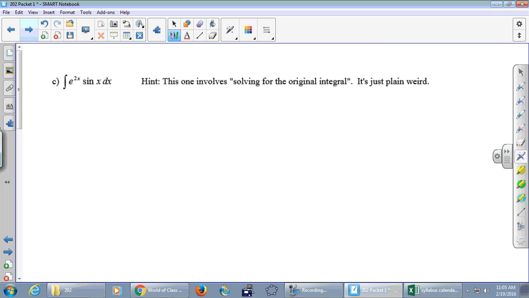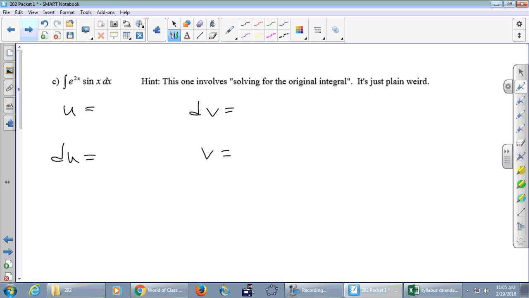So on the next page, we see the integral of e to the 2x sine of x dx. All right, so it says here in the hint, this one involves something called solving for the original integral, and then my editorializing, it's just plain weird. So I want you guys to get to the activity as soon as possible. And this problem is kind of long if you copy everything down and worry about the details. So pencils down. If you want to see the details, you can check out the video later on. Just focus on the big picture. Don't get lost in the details. I'm going to do this one as quick as possible.